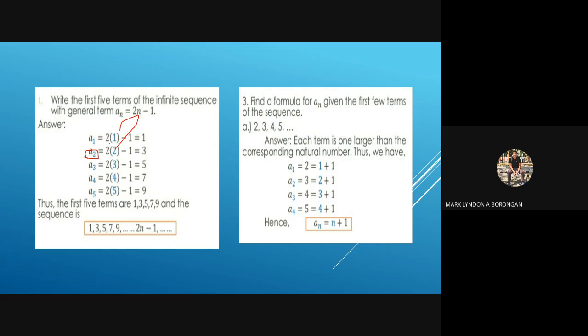We won't bore you with the details here, since it's easy to multiply. So when you multiply and then subtract, you'll get the final answer of 1, 3, 5, 7, and 9.